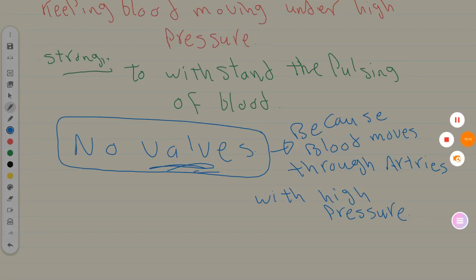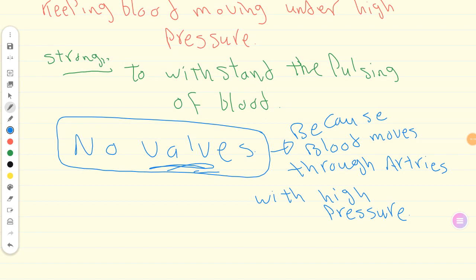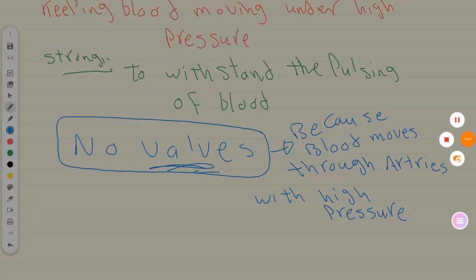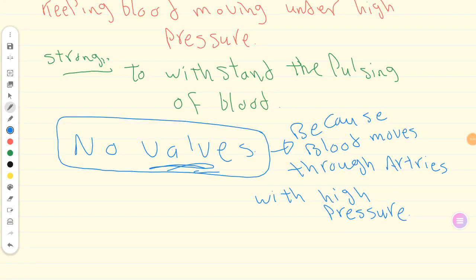Okay, so this video includes the arteries, and next video, inshallah, we will talk about the second type of blood vessels, which is capillaries.